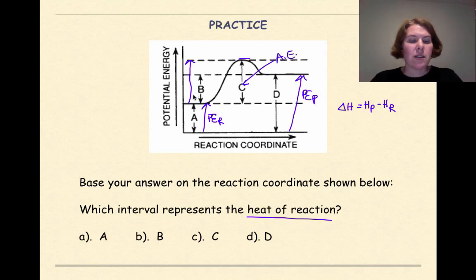B, on the other hand, represents right here the difference between the potential energy of our products minus the potential energy of our reactants. So in this case, B would be the correct answer.